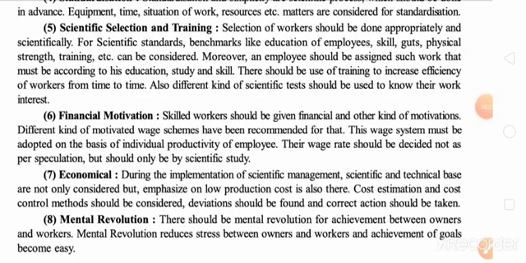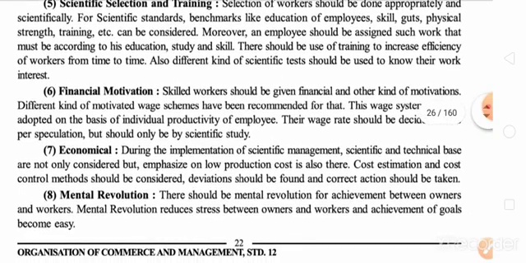Now last but not least is the scientific principle number 8, that is mental revolution. There should be mental revolution for achievement between owners and workers. In traditional and old methods, basically there is a wide range of conflicts, and there is a problem between these two groups of people, owners and workers, and they have conflicting objectives in nature. So what does mental revolution mean?